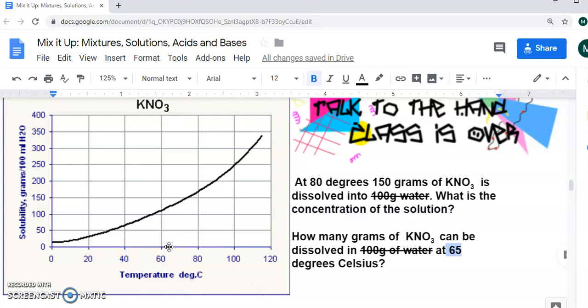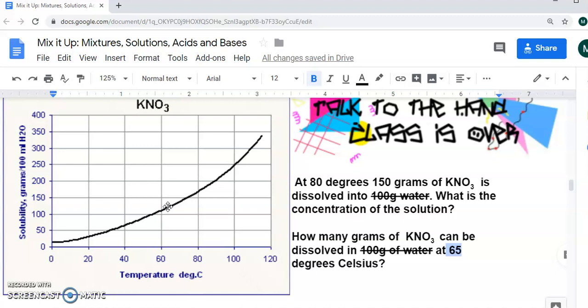Now, your numbers may come off one or two different than mine. That is okay because most of the questions you'll see will be multiple choice, so you won't have to really worry about that. You'll find the one that's closest to my response. So now you're going to go straight up. Once again, I went over to 65 and I'm going to go straight up. Because we're looking for how much we can dissolve, we're going to go up until we hit that line. And you can see my mouse here, I'm touching that black line and I'm going to stop.